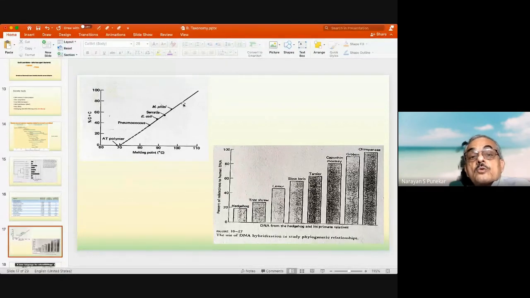So we can actually use this tool to find out the GC content. And it turns out that there are bacteria which have much higher AT content, and there are bacteria which have much higher GC content. For example, most streptomycetes have a very high GC content, almost 70 to 80%, whereas E. coli is somewhere in between. So what does it tell you?